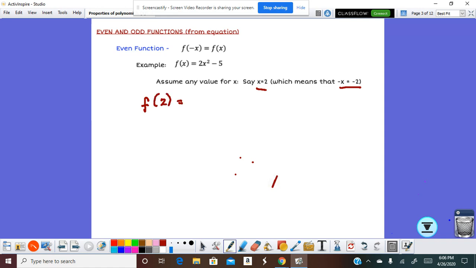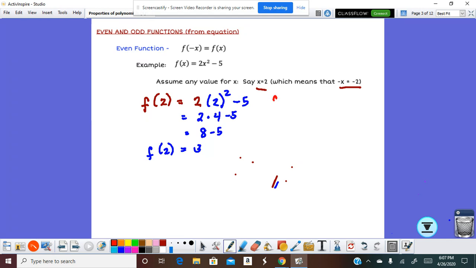Now, to evaluate the function, remember we have to plug in 2 in place of x. So the function now becomes 2 multiplied by 2 squared, because x is 2, minus 5. Let's do the exponent first. So you have 2 multiplied by 2 squared, which is 4, minus 5. 2 multiplied by 4 is 8, minus 5. So f of 2 is equal to positive 3.